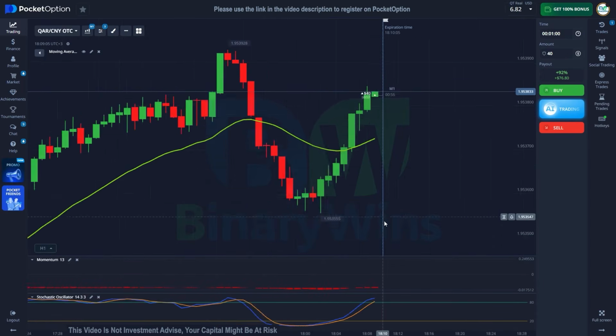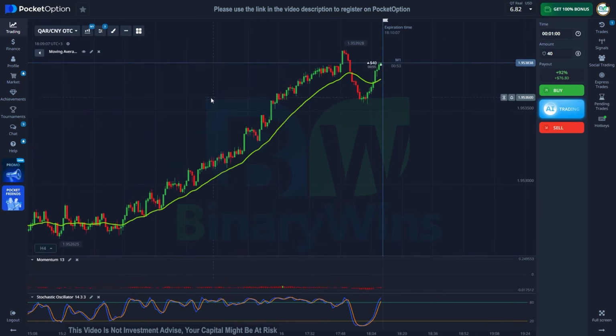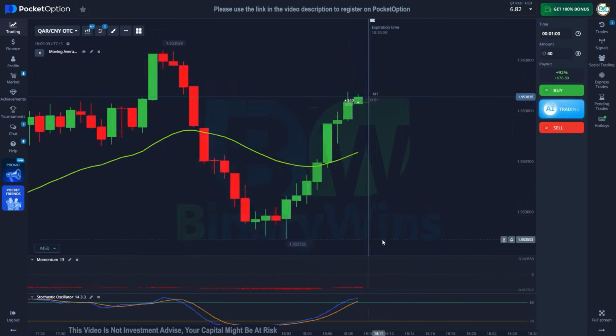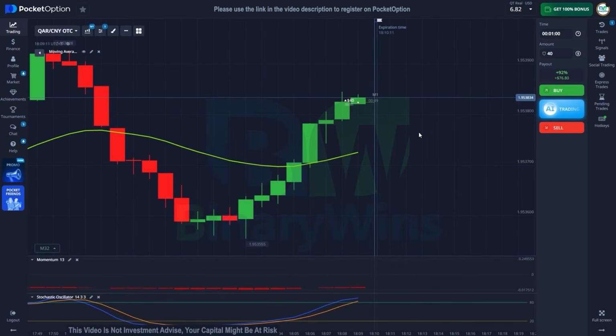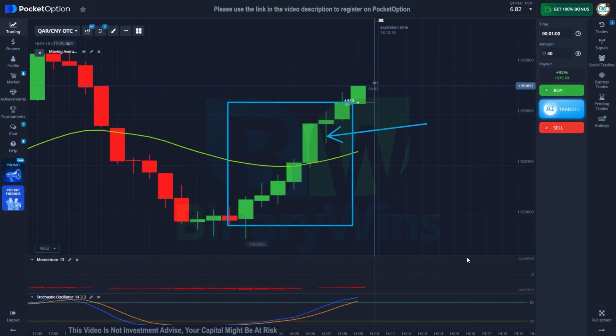I entered the higher trade. The candles are above the moving average. We have a bullish momentum, and you can see the stochastic crossing.